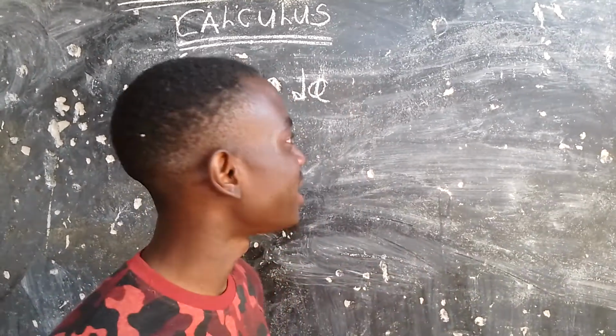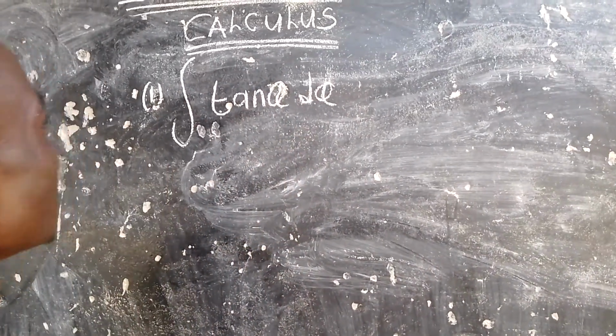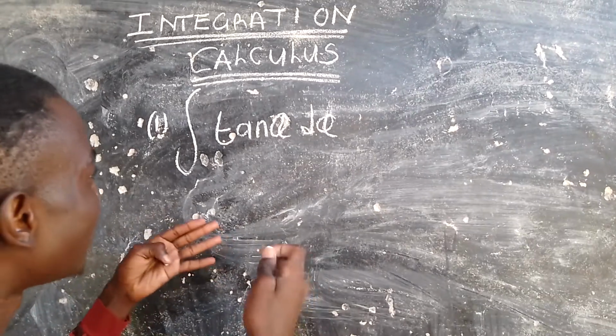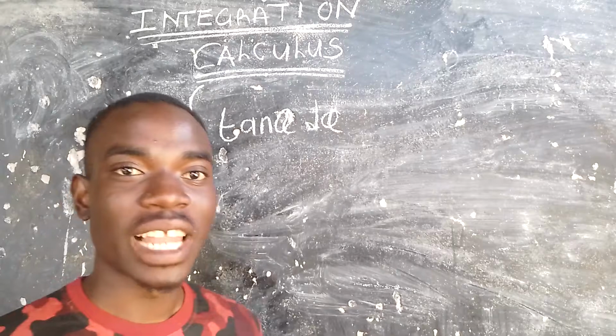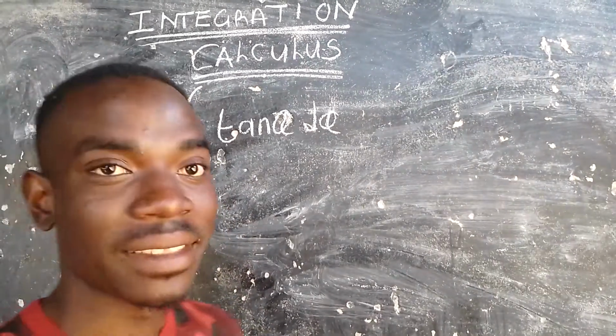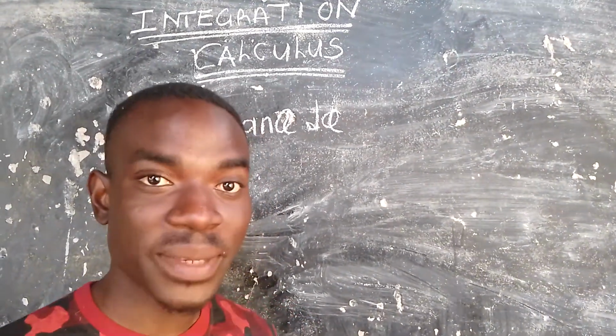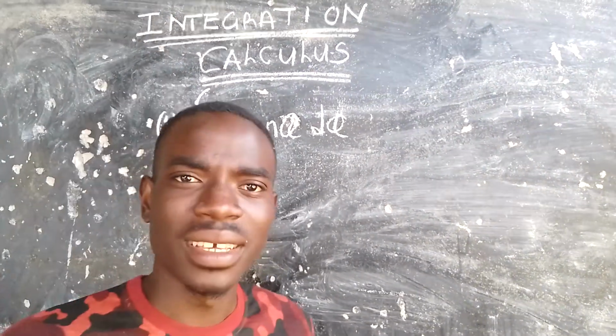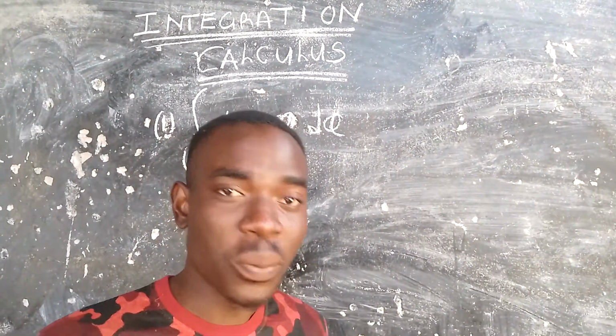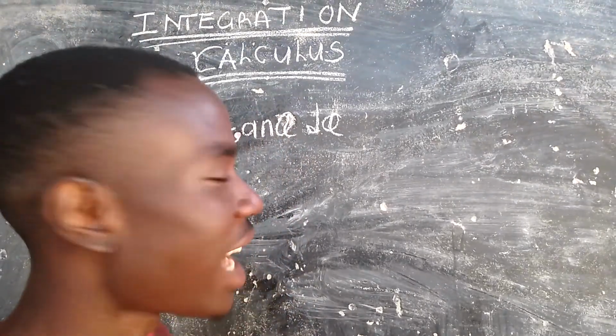So we have another question here, which is saying we integrate tan theta d theta. Now, in the area of video, like I said, we're integrating sine theta and cosine theta. Those are just simple basics you're supposed to know. Now, this time around, we have somehow something that looks a little bit complicated, but not really complicated.